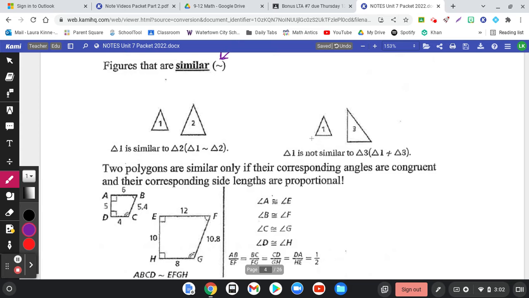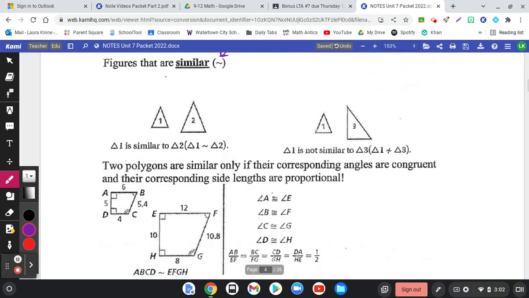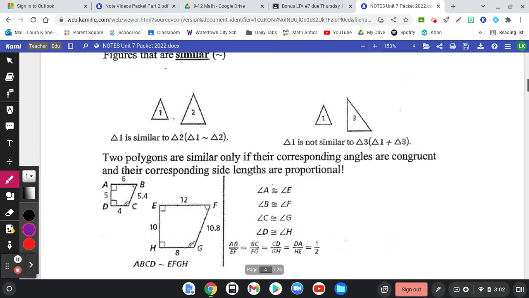It's similar to what we did with congruent triangles, but with congruent triangles, not only are they the same shape, but they're also the same size. With similar, they're not necessarily the same size. They have the same size angles, but we'll talk about that.